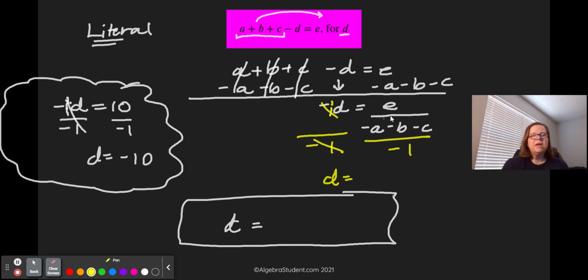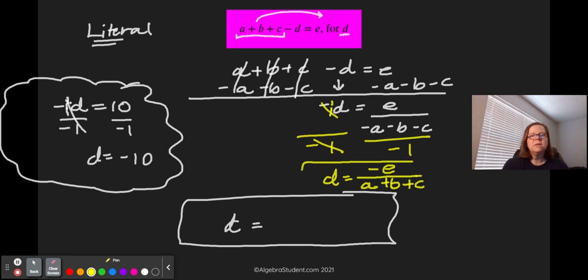And then over here, think back. Negative became positive and positive became negative. When you divide by -1, all it does is change the sign. And so if it's positive, it changes to negative. If it's negative, it changes to positive. So I'm just going to rewrite this as negative E, and then negative A becomes A, negative B becomes positive B, and negative C becomes positive C.